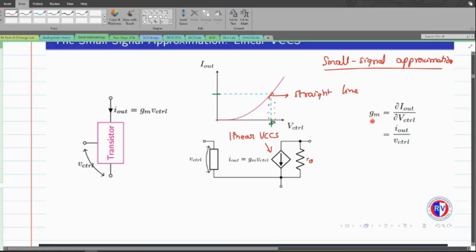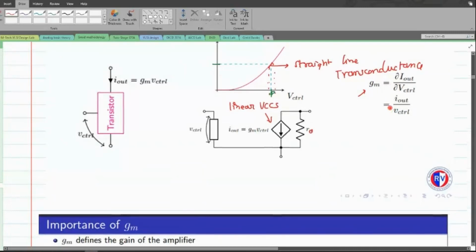So now we know that when we differentiate the output current with respect to the control input, we end up having a term that is defined as the transconductance. We call this GM something known as the transconductance.